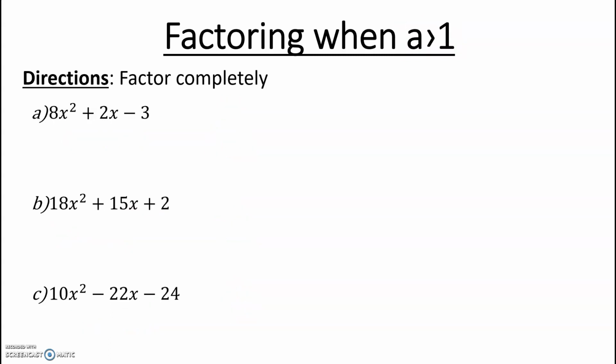And now moving on to factoring when a is greater than 1. So when you actually have a coefficient on your x squared term. So notice here 8x squared. This is called the AC method.